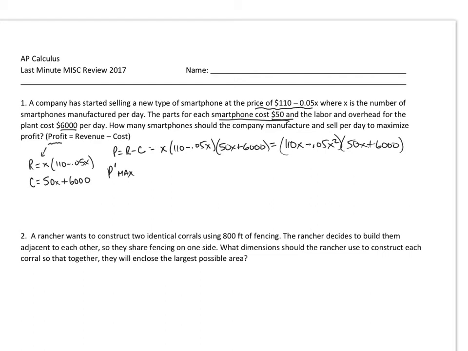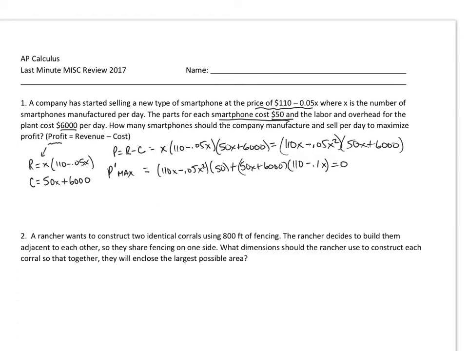And then we could take the derivative at this point and set it equal to 0. So if you did take the derivative, you would end up with 110 minus 0.05 times 2, which would be 0.1x, minus 50. And then we have to set this equal to 0, find the critical points, and determine where there's a max or a minimum.